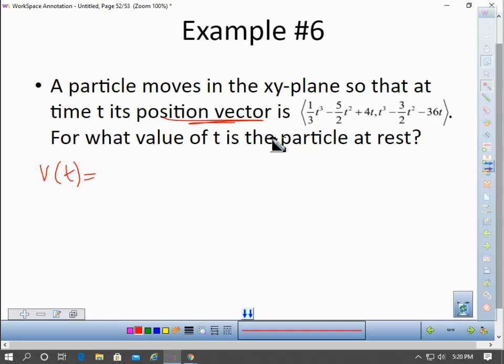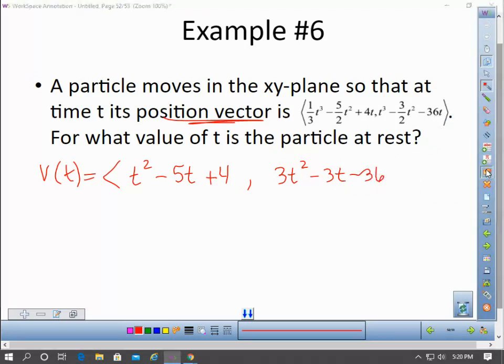The derivative of that is going to be t squared, because 3 times a third goes away, t squared. Then this will be minus 5t plus 4. So there's the first component. And then the derivative of this is going to be 3t squared minus 3t, and then minus 36. So all I did was take the derivative, that gives me my velocity. Now, I want to know at what time t is the particle at rest. So if your particle is at rest, that means your velocity is 0.